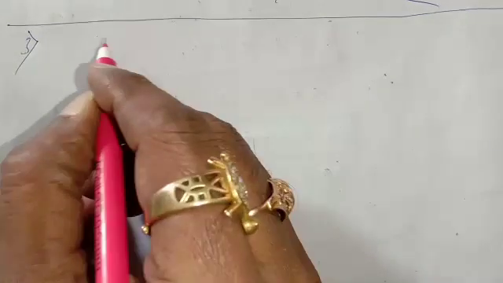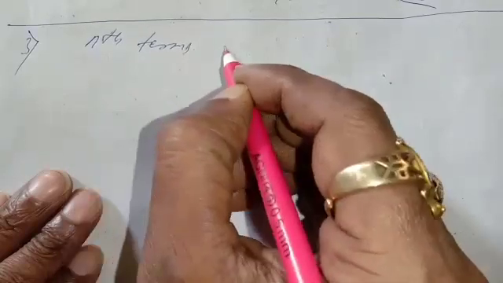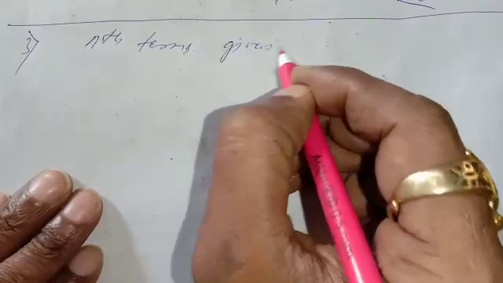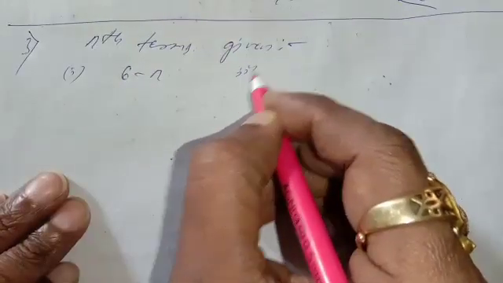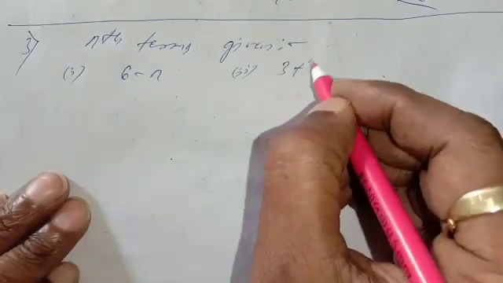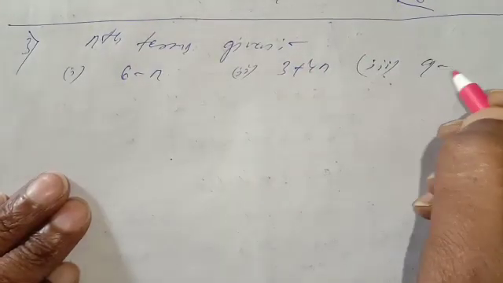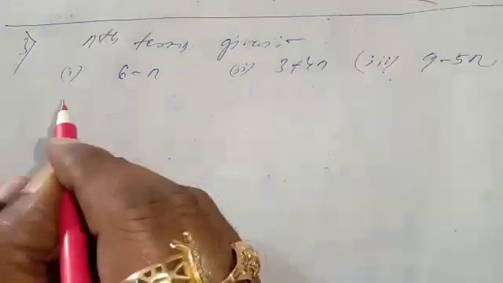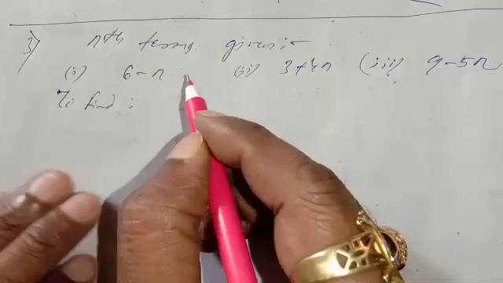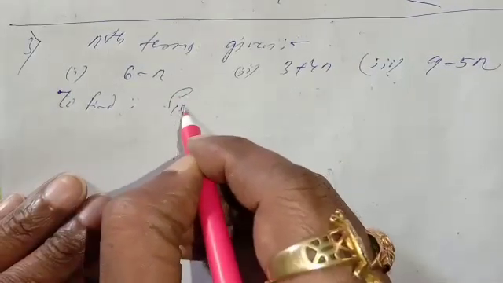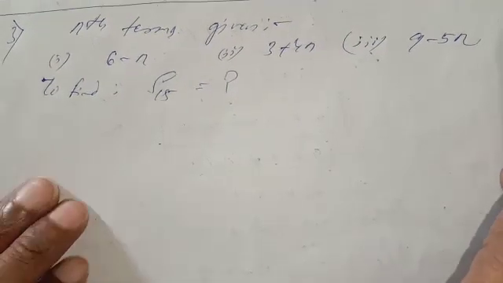That means the nth term is given. In the first part it is given 6 minus n, in the second part 3 plus 4n, and in the third part 9 minus 5n. These are the nth terms given, and you have to find the sum of 15 terms, that is S15, in each case. I am just telling the short technique of how to apply it.